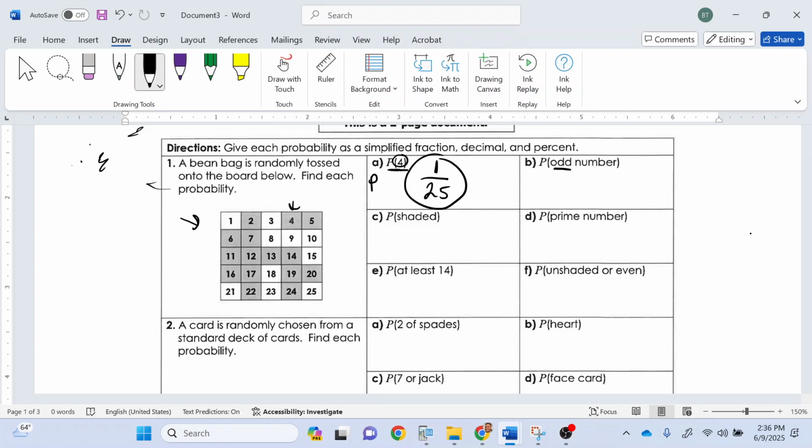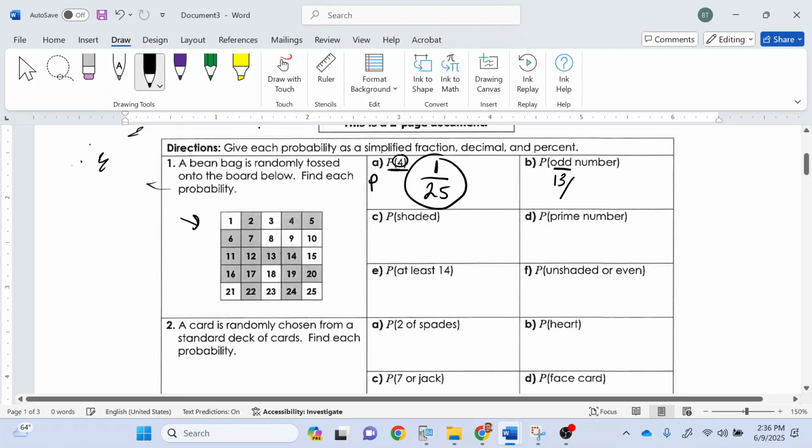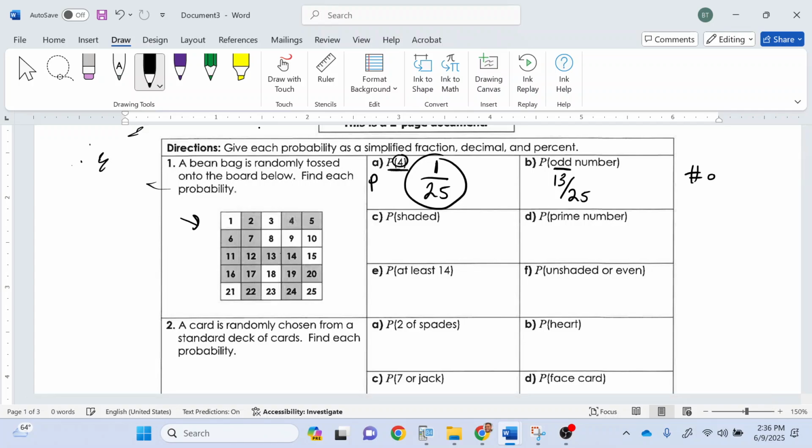Odd numbers. Now I have to count the odd numbers. 1, 3, 5, 7, not 8, 9, 11, 13. I'm counting all the odd numbers. If you count all the odd numbers, I think you'll figure out it's 13 odd numbers. So it's going to be 13 out of the total 25. When it comes to probability, it's the number of winning options or desired options over the number of total options.